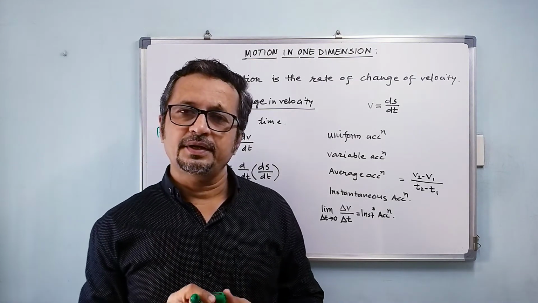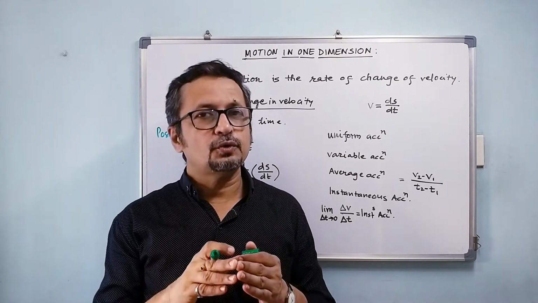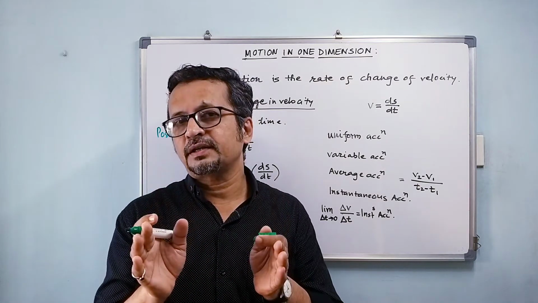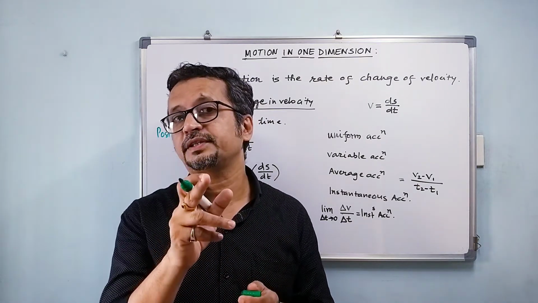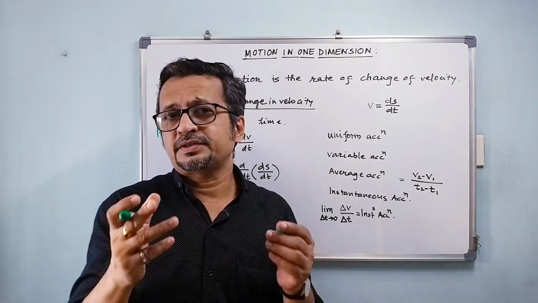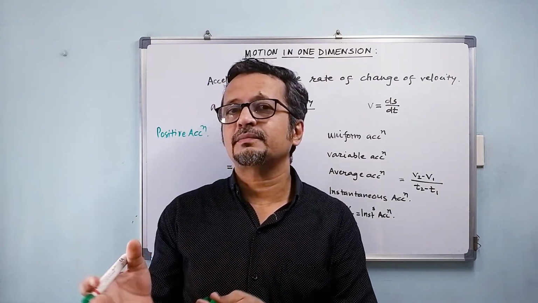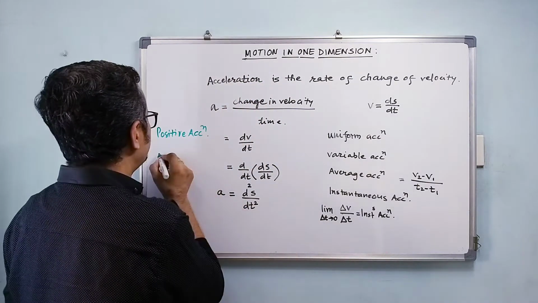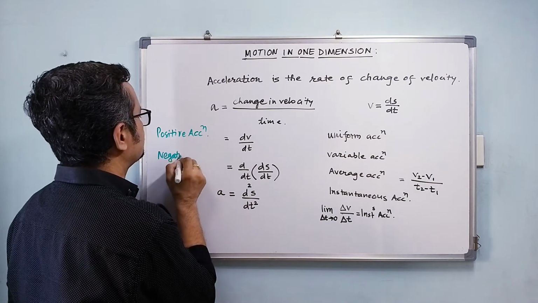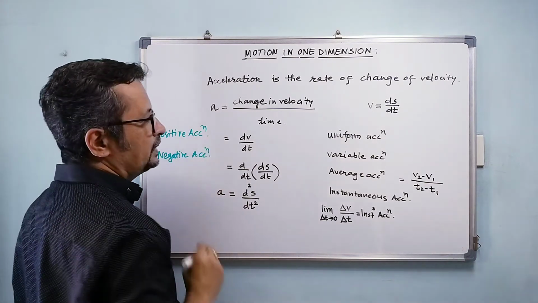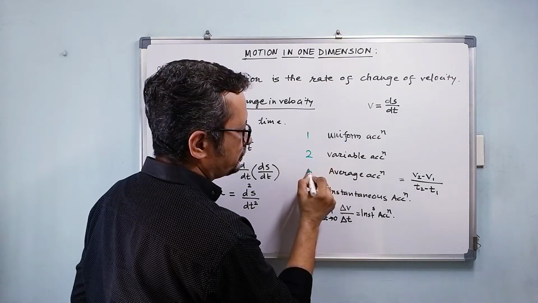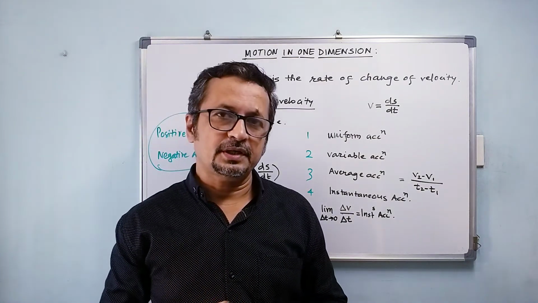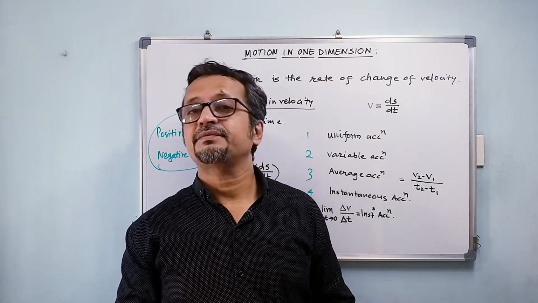On the other hand, if my velocity goes on decreasing over time, that means my v2 minus v1, final velocity minus initial velocity, is going to be negative, because my velocity is decreasing, so the final velocity is smaller than my initial velocity, isn't it? So that quantity is negative, so obviously I am going to get negative acceleration. So in short, I have these 4 types of accelerations that we are going to have.